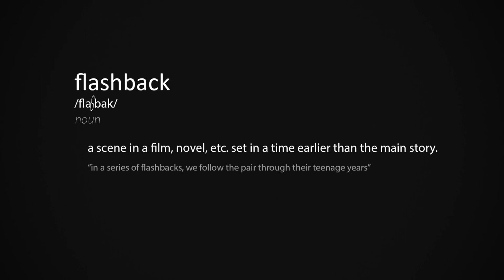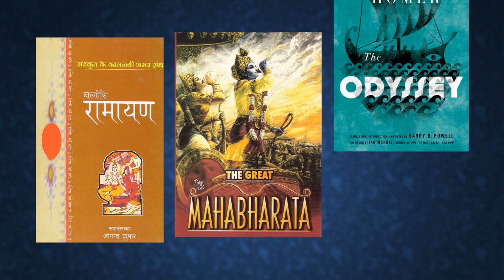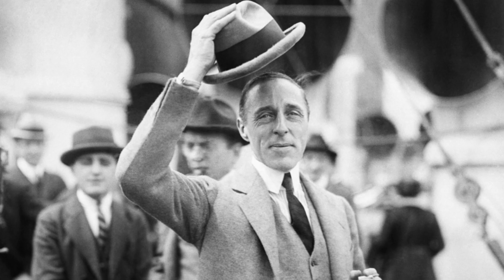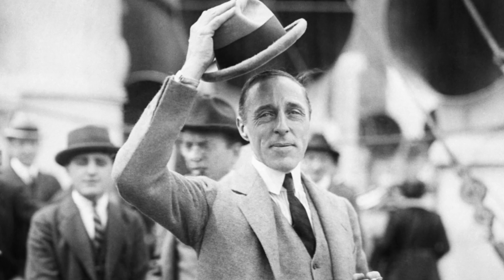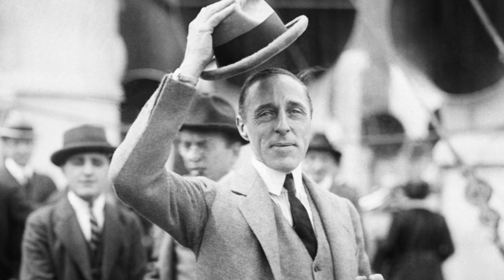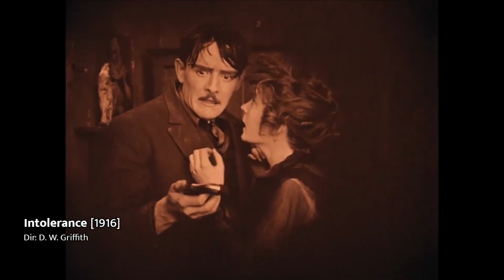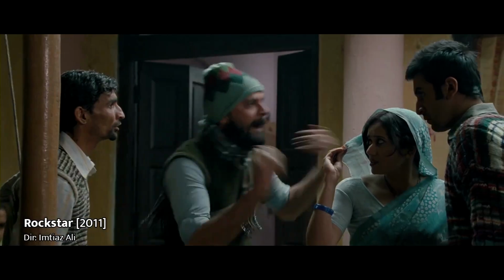Today's topic is Flashback, one of the oldest narrative devices. Epics like Ramayana, Mahabharata, and Odyssey are some of the earliest literature to incorporate flashbacks. It was noticeably used in cinema by D.W. Griffith in the early days of the silent era, and since then, filmmakers are using the storytelling device to tackle various situations. A flashback can establish the character conflict or reveal character motivations.